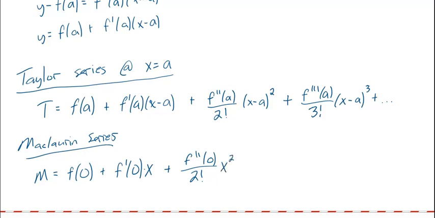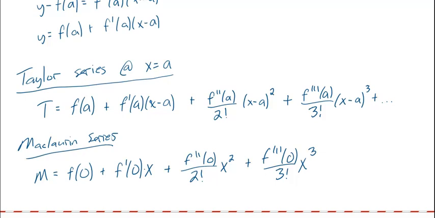X squared plus f triple prime of 0 over 3 factorial times, you got it, x cubed. What's the fourth term going to be? Well, it's going to have f fourth derivative over 4 factorial times x to the 4th, and so on and so forth. And they just go on forever.